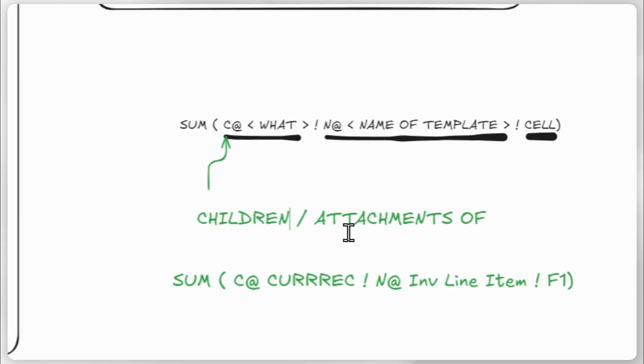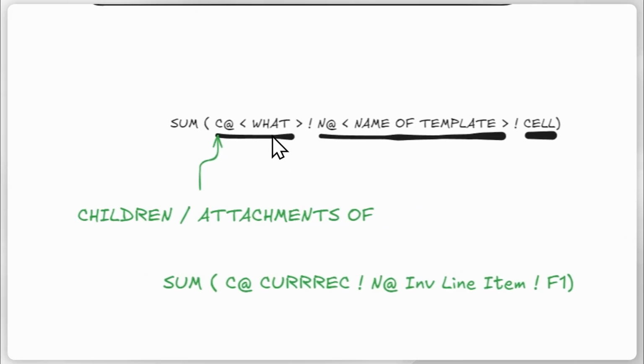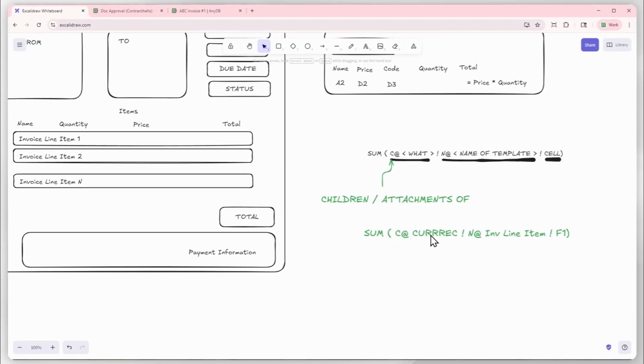of. And what exactly are we attaching to? Well, we want to specify of which record. And current rec, CURRREC, is a special way to refer to the current record. And then we want to say, well, we got all the attachments, but you could have a lot of different attachments to a record. It might be invoice line items, you might have files, you might have codes, purchase orders and so on. In this case, we want to specifically pick the invoice line items. So we say, hey, we want to select the ones with the name at and then the name of the template. And that's why we say name at invoice line item, and finally the cell.